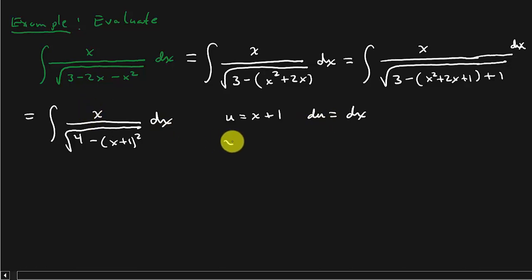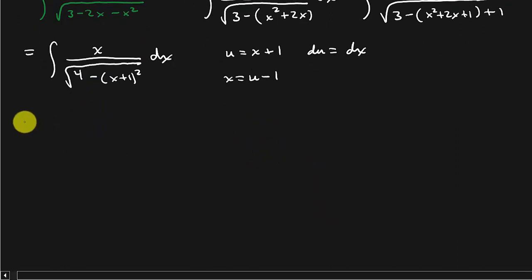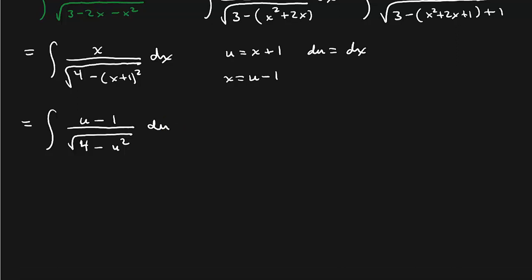But what about this x? What is x? Well, x is u minus 1. If I solve this for x, I get u minus 1. So the x I can replace with u minus 1. And so now that is going to give me u minus 1 over the square root of 4 minus u squared du. So I'm in terms of u now.